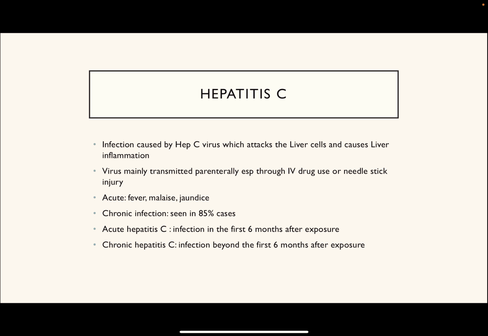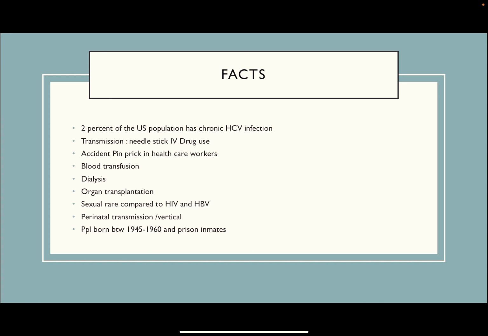Now, the acute infection has fever, malaise, tiredness, fatigue, and jaundice, but the chronic infection can lead to liver fibrosis and cancer. So acute hepatitis C is defined as infection in the first 6 months after exposure. Chronic hepatitis C is infection beyond the first 6 months after exposure. These definitions are important, and as opposed to hepatitis A and E, the vowels, hepatitis C is very, very common in the US, because 2% of the US population has chronic hepatitis C infection.